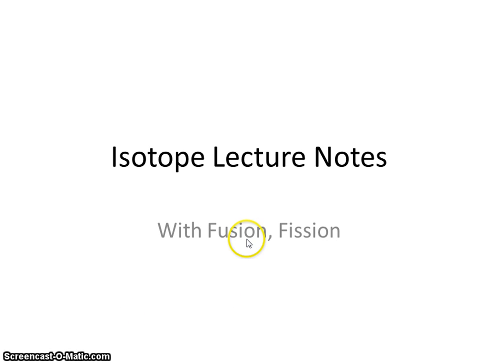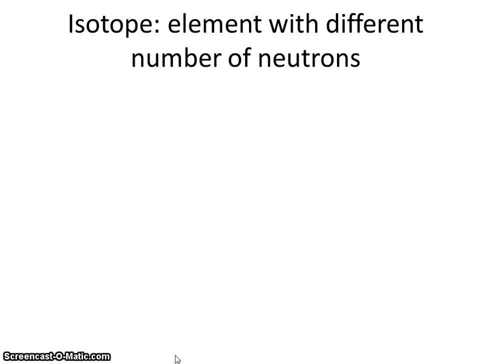We are also going to talk about fusion and fission. So let's first define what is an isotope. It's an element with a different number of neutrons.